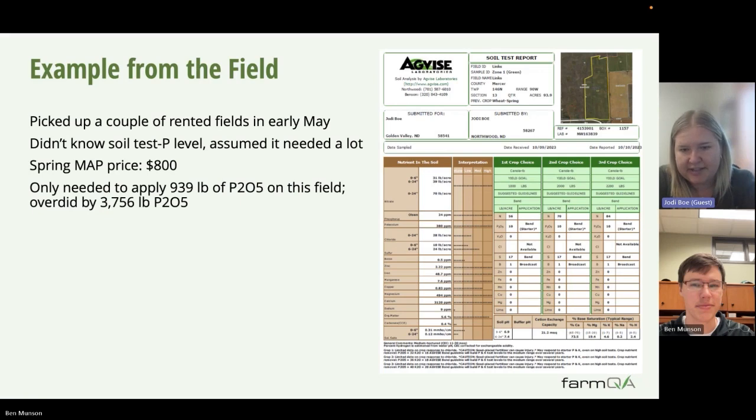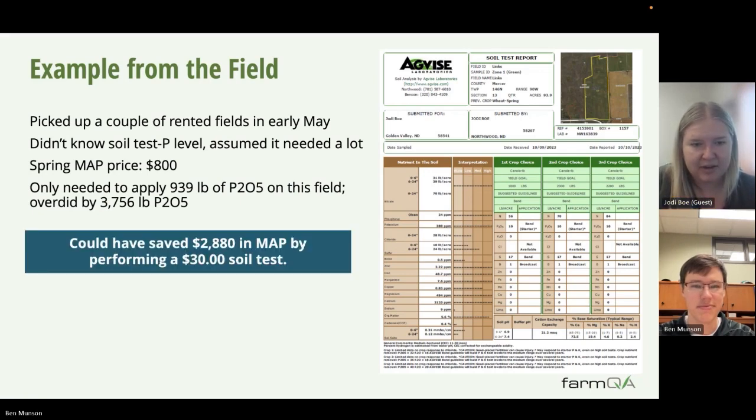But unfortunately, when I soil tested this fall, and you can see one of those soil tests here on the right-hand side, my phosphorus levels were actually pretty high. So 24 ppm, that was pretty average across the field. In all actuality, I only needed to apply probably 20 pounds of MAP across the field to get my optimum yield for this field. What I could have done if I just paid for that $30 soil test, I could have saved almost $3,000 in MAP just by looking at that soil test.